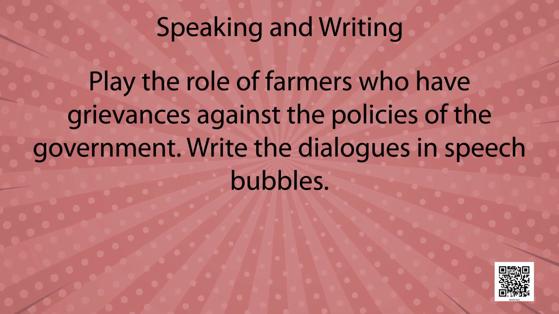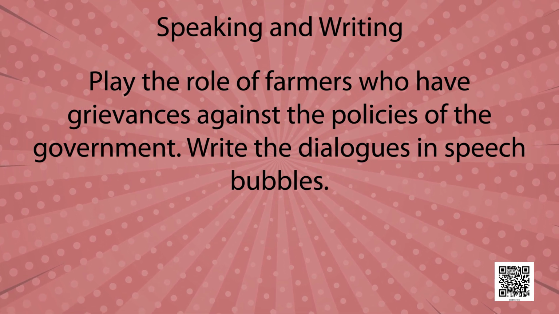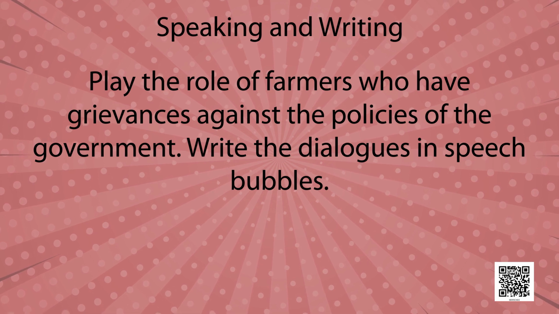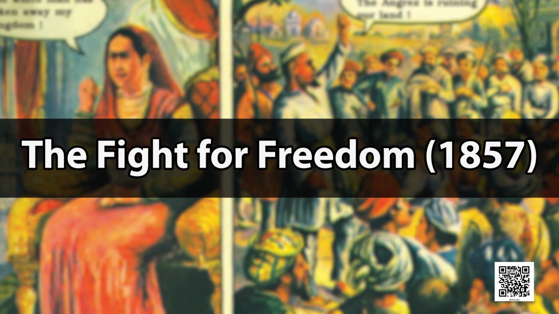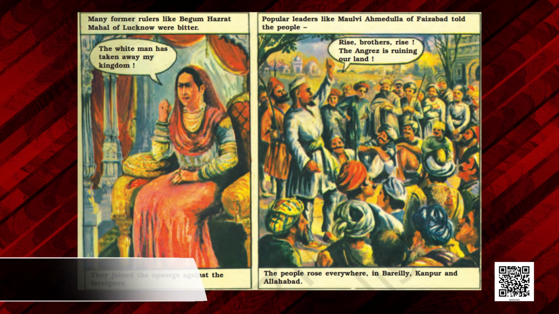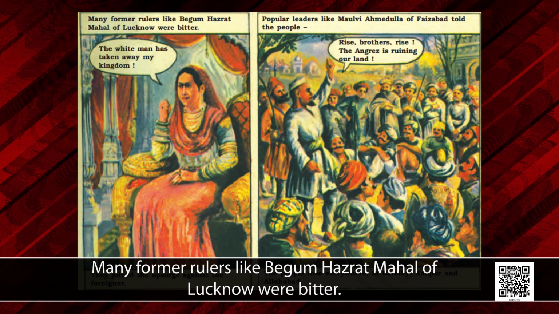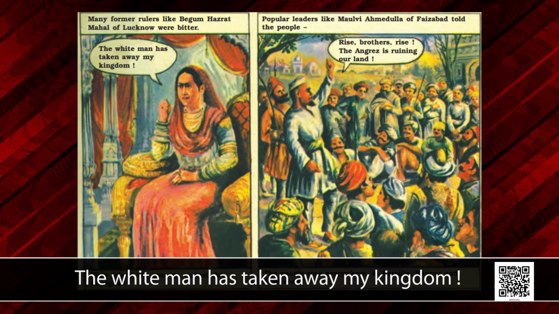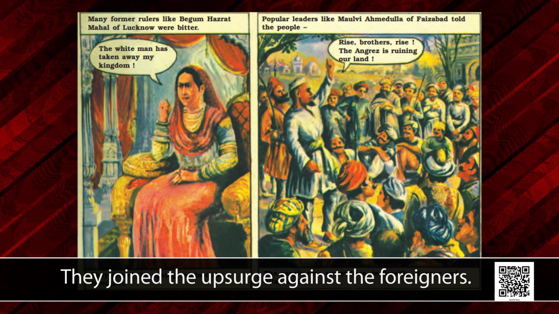I would like you to play act the role of farmers who have grievances against the policies of the government. Write their dialogues in speech bubbles. The next unit is The Fight for Freedom, 1857. Many former rulers like Begum Hazrat Mahal of Lucknow were bitter. She was very upset that the white man had taken away her kingdom. So they joined the upsurge against the foreigners.